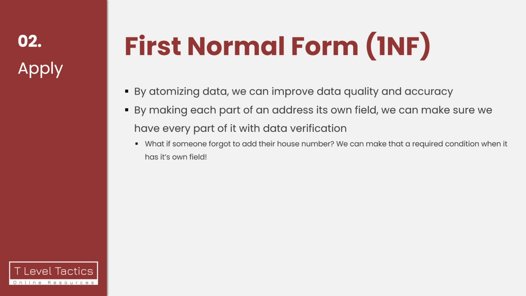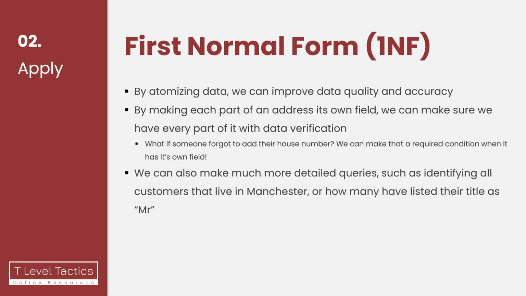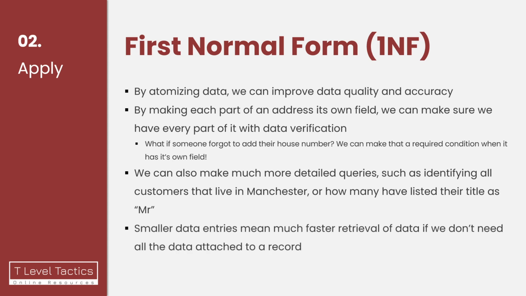We can also make much more detailed queries, such as identifying all customers that live in Manchester, or how many have listed their title as Mr. Smaller data entries means much faster retrieval of data if we don't need all the data attached to a record. And it's also the first step towards second normal form.